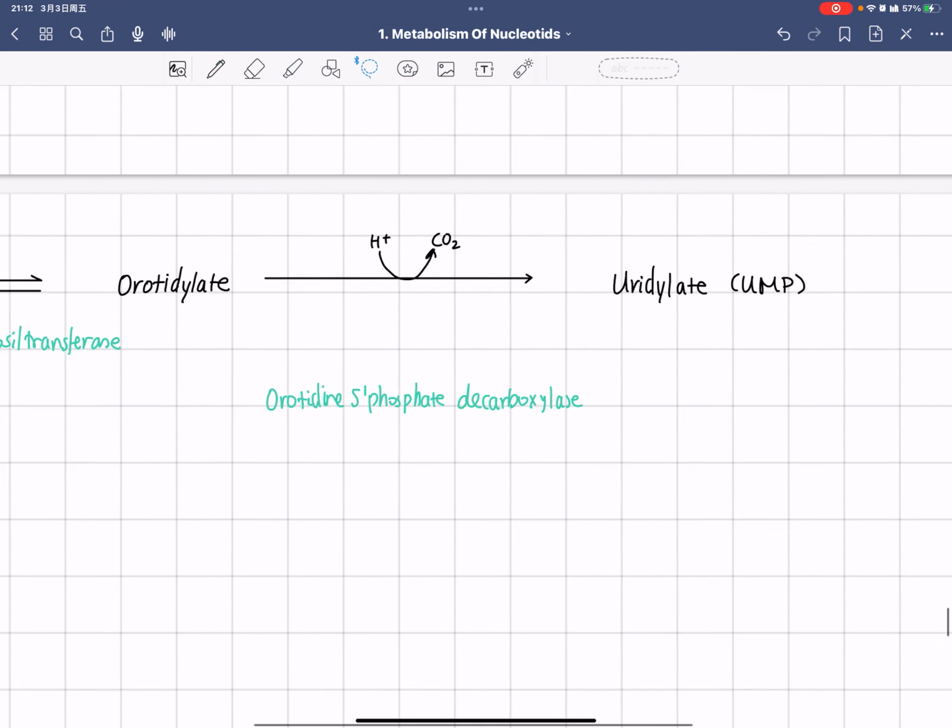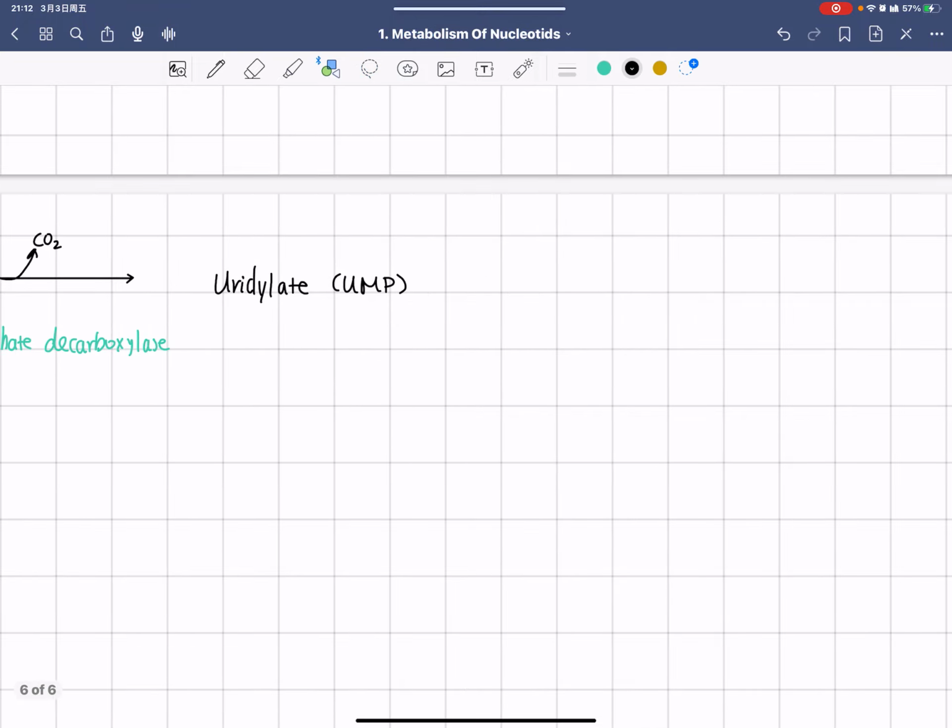Now, what do we have here? UMP. Alright, UMP. So what do we do with UMP? Of course, we're going to transform it into UTP. But first, we need to give it an extra phosphate group to form UDP, because it has 2 phosphate groups. What do we do? Well, as usual, our old friend ATP.